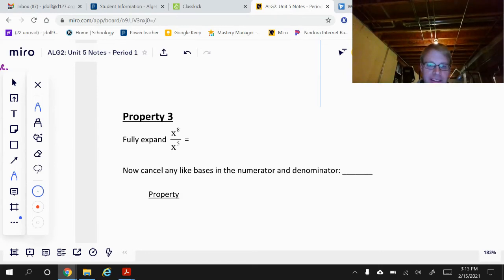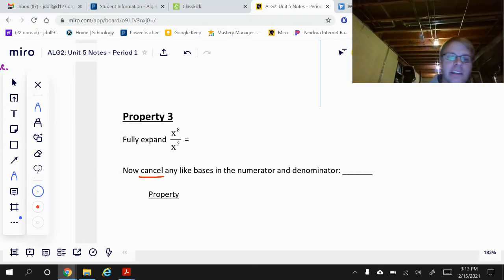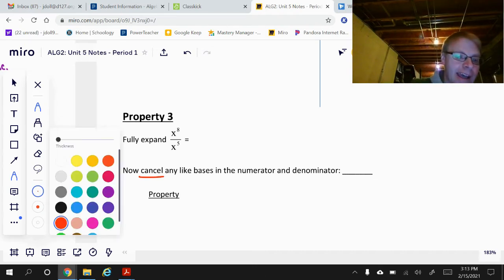So we're following the same pattern where we are going to fully expand and then fully condense. But notice we're adding an extra detail here that we are going to be asking you to cancel any like bases, all right, before you condense your expression. So ready, pause. So let's see what we got here now.